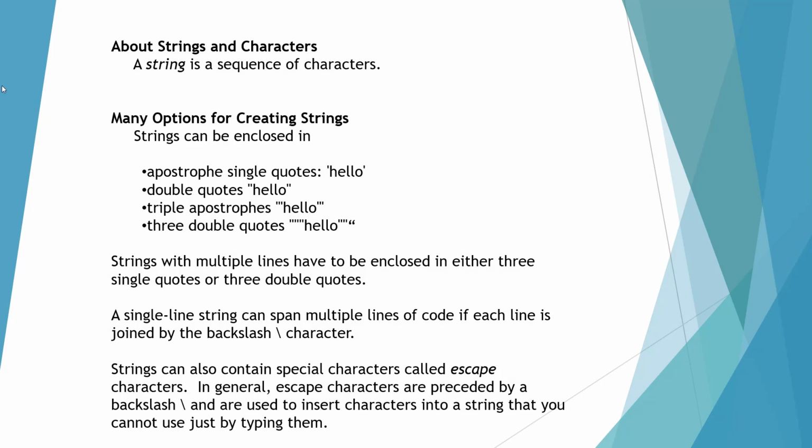Strings are basically a sequence of characters, and we can define a string with single quotes, double quotes, triple apostrophes, or three double quotes. Strings with multiple lines have to be enclosed in either three single quotes or three double quotes. A single line string could span multiple lines of code if each is joined by a backslash. Strings can also contain special characters called escape characters, and we're going to go through all of these soon.